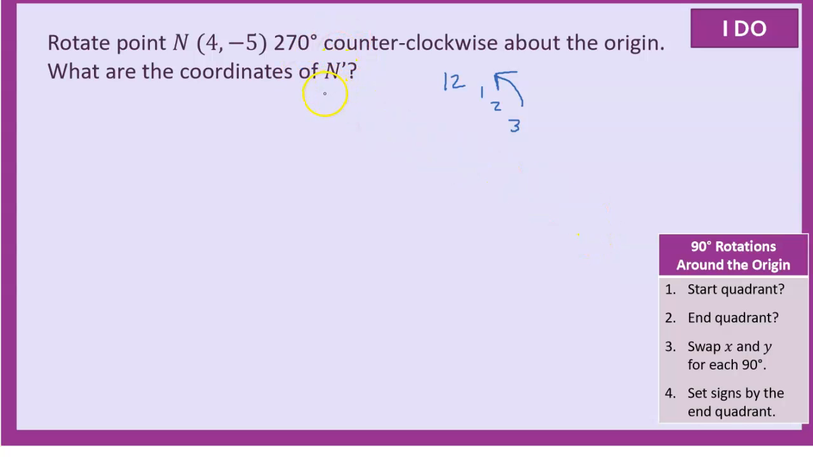All right, so how many quadrants is 270? How many 90-degree rotations is that? So we have 90, 180, 270. So this sounds like 3 rotations. So let's figure out where we start out. 4, -5, so that's 4 is positive, -5 is down here. So we're in quadrant 4 when we start out. And we're going to take 3 rotations counterclockwise. So here we go. 1, 2, 3. We end up in quadrant 3.